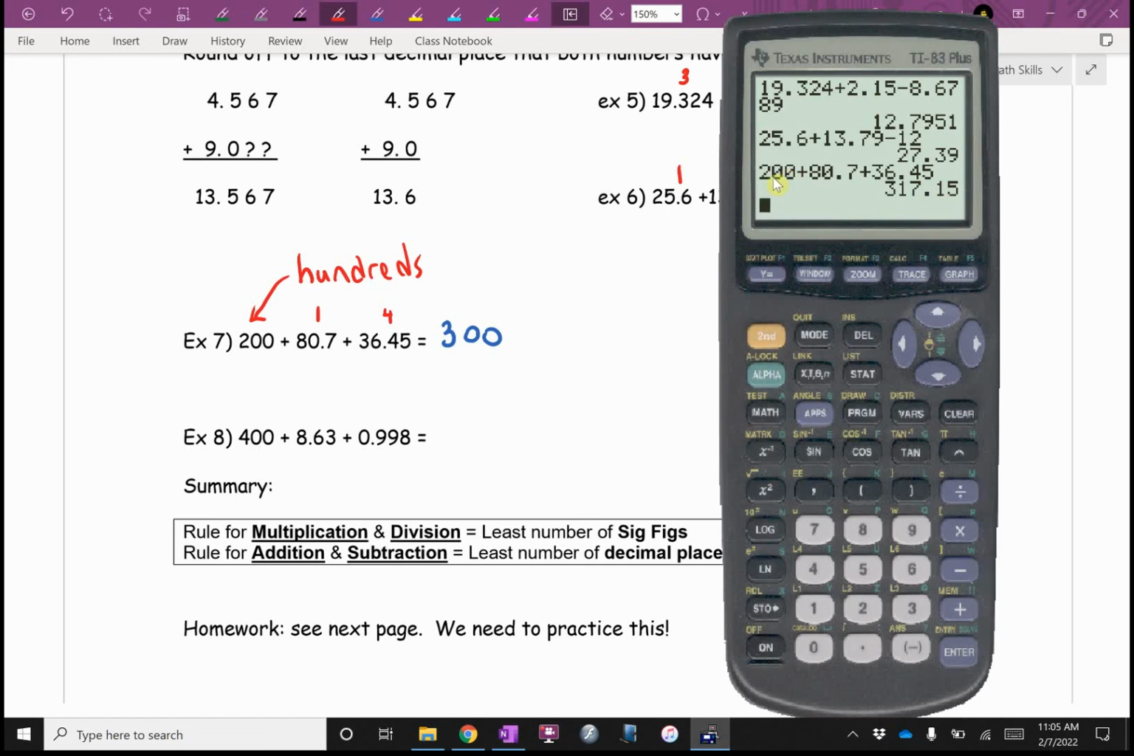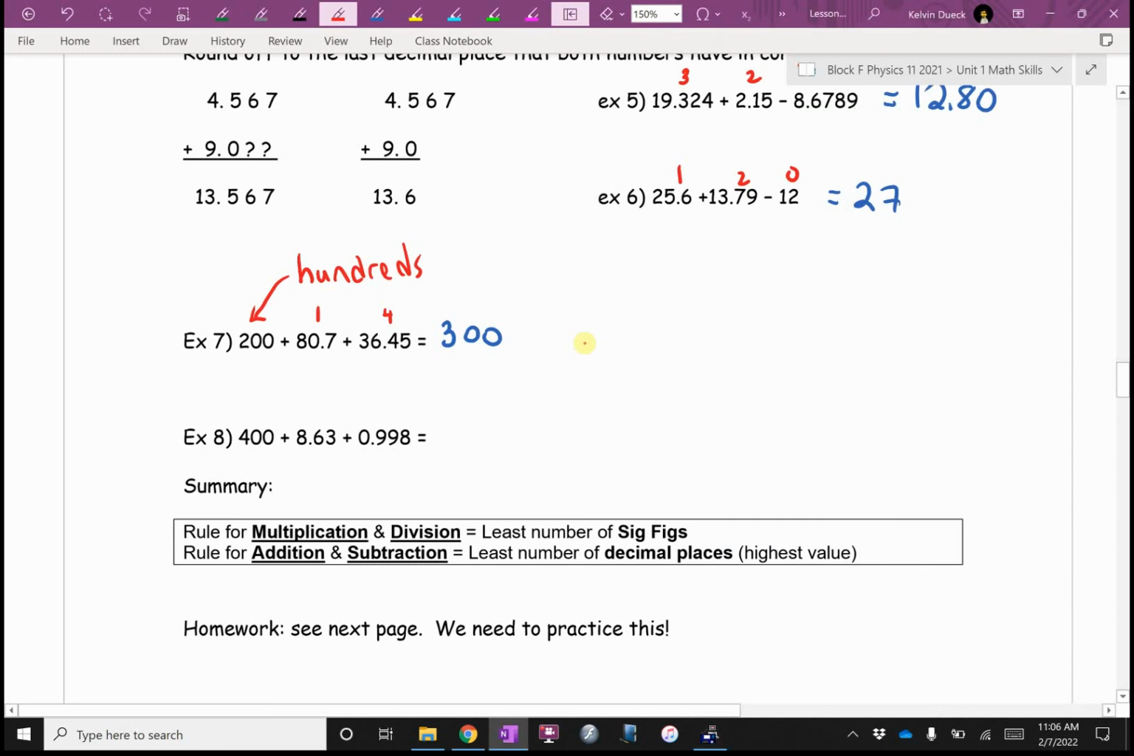because these two zeros here tell me that those are guesses, that they are not significant. I can't be that accurate. I can only be accurate to that column. The 3 is sitting in that column. All I can say is 300. Very similar with example 8.